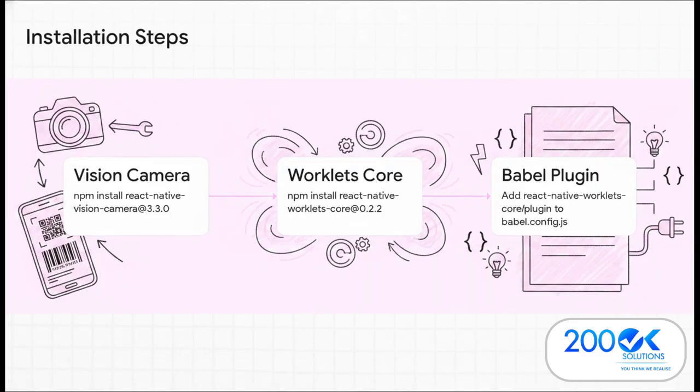Following this exact workflow ensures your JavaScript environment is completely good to go. Step 1, run npm install react-native-vision-camera specifically at version 3.3.0. Step 2, grab react-native-worklets-core at version 0.2.2. And step 3, listen, you absolutely cannot skip this. You must add the react-native-worklets-core/plugin directly into your babel.config.js file. This is crucial to make sure all the heavy lifting we do later compiles correctly.